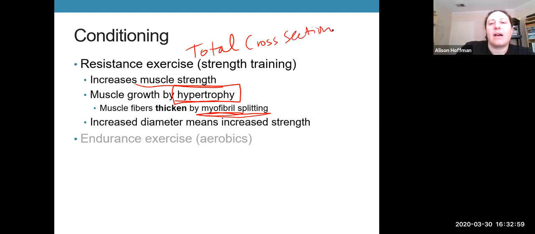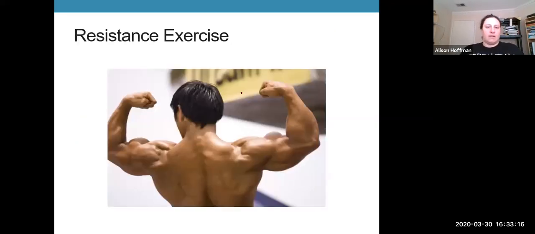And that means we have more cross bridges and therefore more total force. Okay, so hypertrophy is increasing the size of something without increasing the number of cells. And this is the textbook's picture for resistance exercise. This guy has really worked on his biceps.